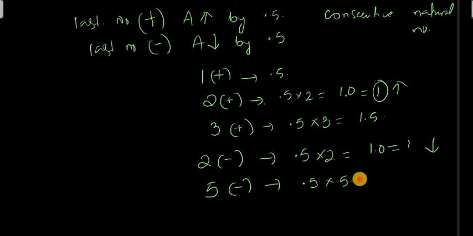While the last 5 numbers are excluded, then the average decreases by 0.5 into 5, that is 2.5. The average will be decreased by 2.5. See here guys, I will say an important concept.